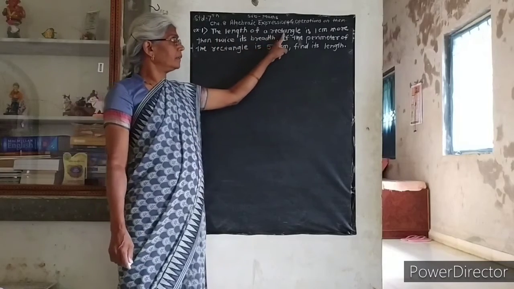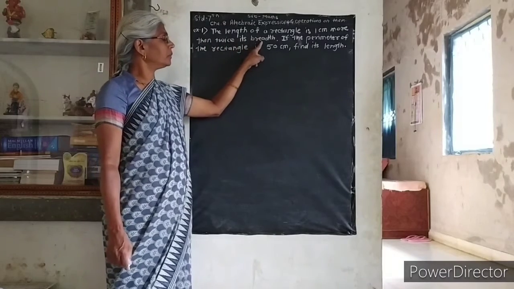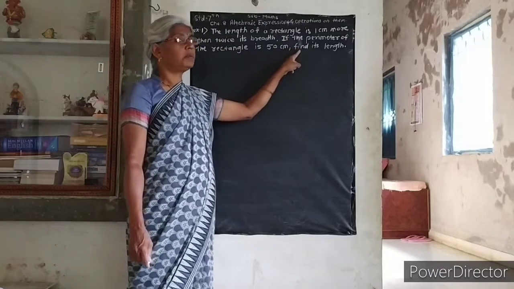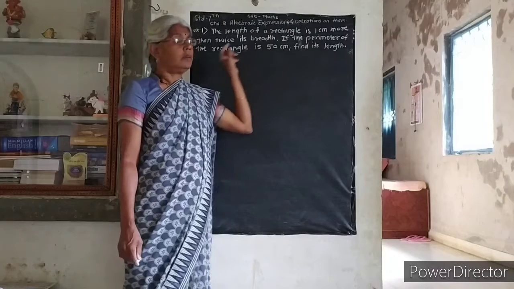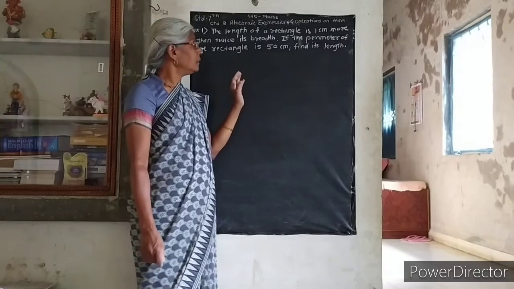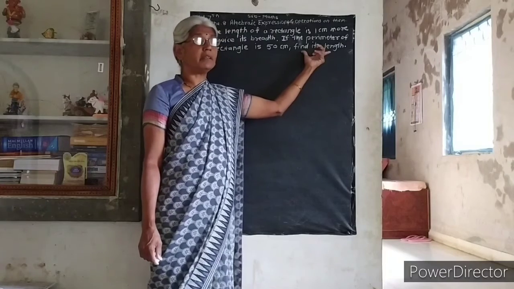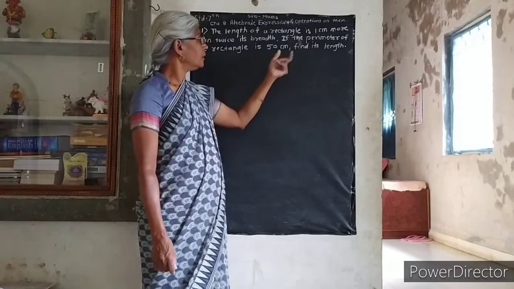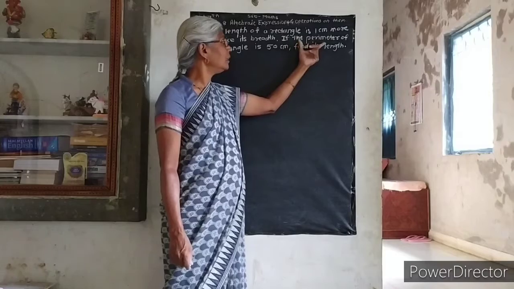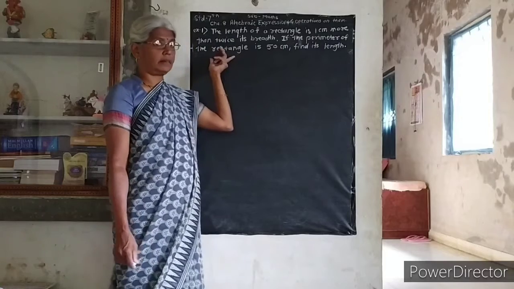The length of a rectangle is 1 centimeter more than twice its width. If the perimeter of the rectangle is 50 centimeter, find its length. We read that example one time. First thing, find its length, meaning it is necessary to find the value of length. Second thing, to form an equation, it is necessary to know the formula of perimeter of a rectangle.